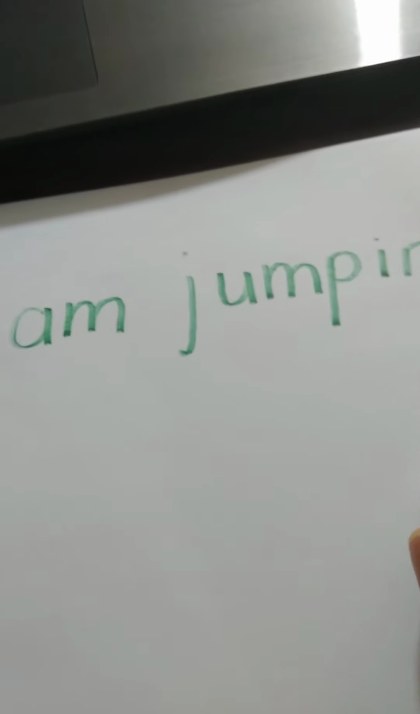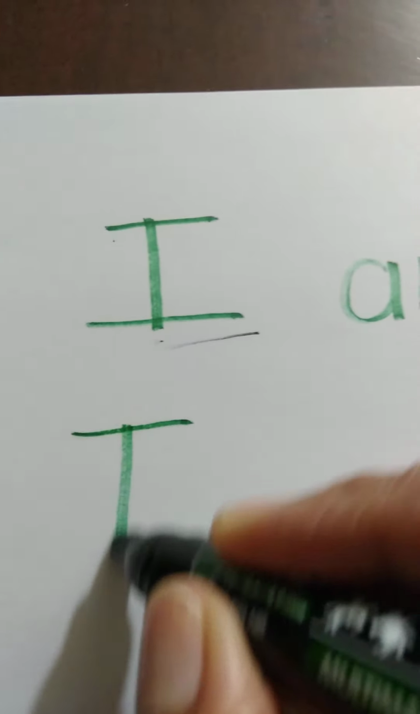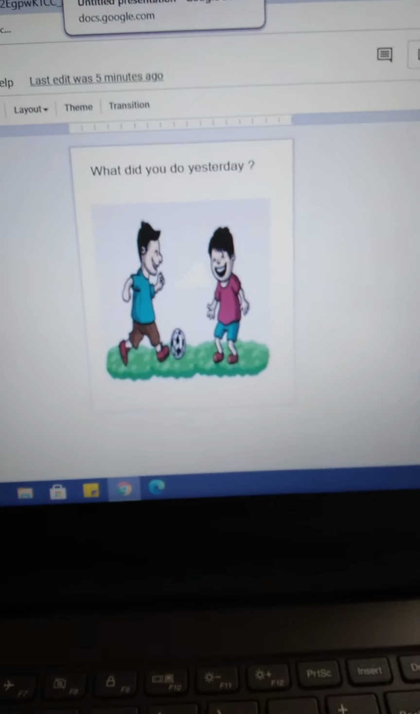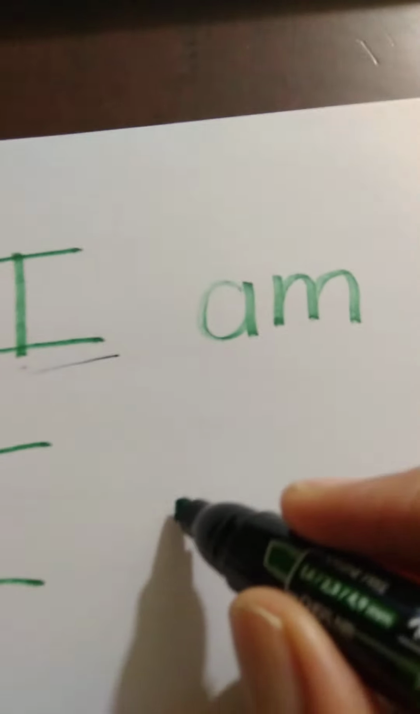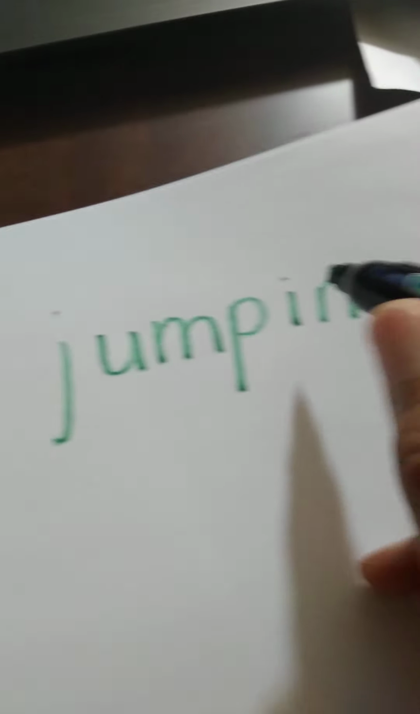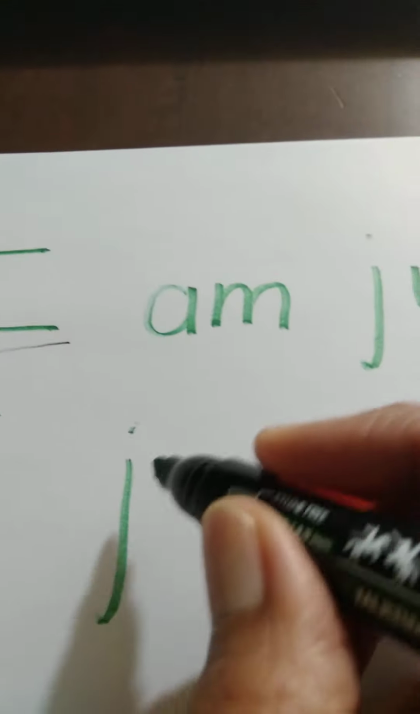I am jumping. But if you did that action 10 days ago or yesterday, and I ask you, what were you doing in this picture? Or what were you doing in this picture yesterday? And you can say, I jumped, right? So instead of I am jumping, you will say, I jumped.